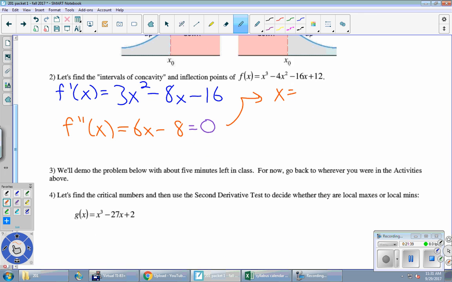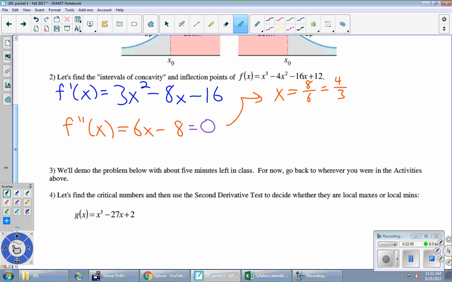Okay, so we set this guy equal to 0 and we solve. And so we get x is equal to add 8 divided by 6, or reduced, 4/3. Okay, 4/3 is not yet a point of inflection. A point of inflection specifically is a place where the concavity changes. I don't know that it changes at 4/3. I know that the second derivative is 0 there, and maybe it changes on either side, but we still have to do work to figure that out.